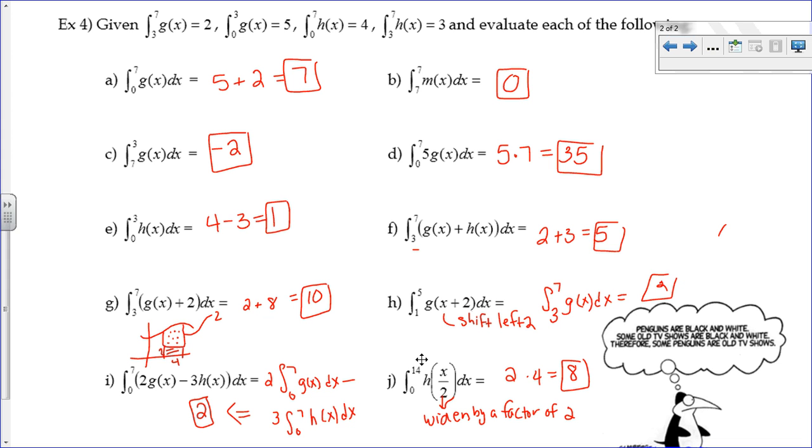This one's a little trickier. 0 to 14 of h of x divided by 2. h of x divided by 2 widens h by a factor of 2. So what happens is all the y values stay the same, but we widen the base by a factor of 2, which means when I do base times height, I've doubled the base amount, but the height amount has stayed the same. So you stretch it out by a factor of 2, which just multiplies that net area by 2. The area from 0 to 7 was 4, but now I'm taking this area from 0 to 14 because I've stretched it, so that doubles it. We can talk about that in class a little bit more, and I can show you what's going on there. But basically, this is 2 times 4, which is going to be 8.